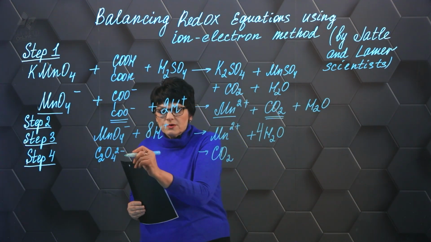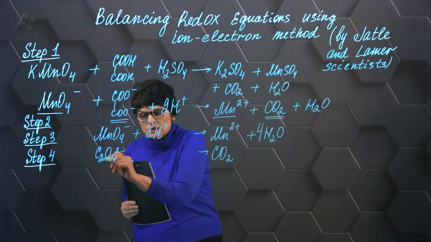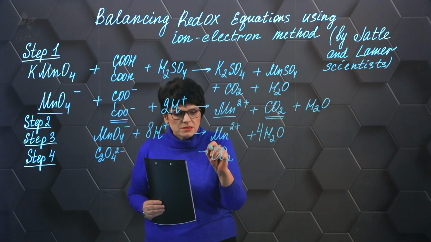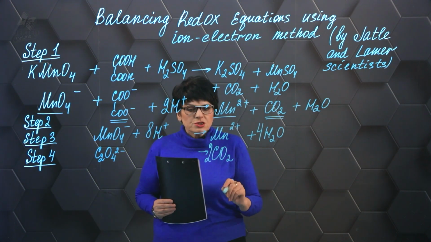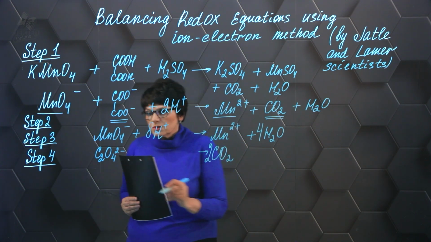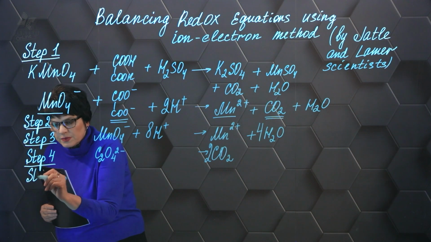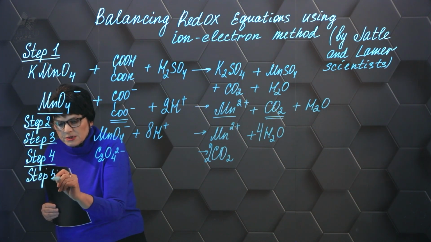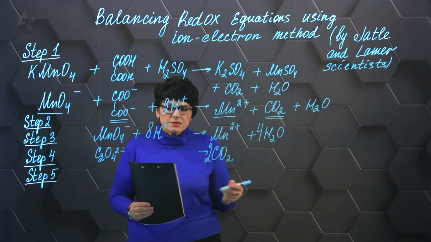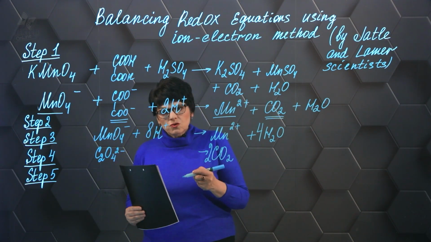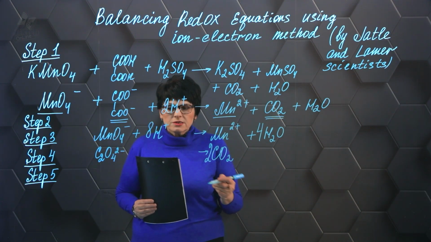What happened in the second reaction? Here we have 2 carbons, here we have 1. Let's equalize. Oxygen 4, and here we have 4. That's step 4. Next step. We need to determine how the balance of the particles has changed, what the charges were before and after these half reactions. Let's do the math.